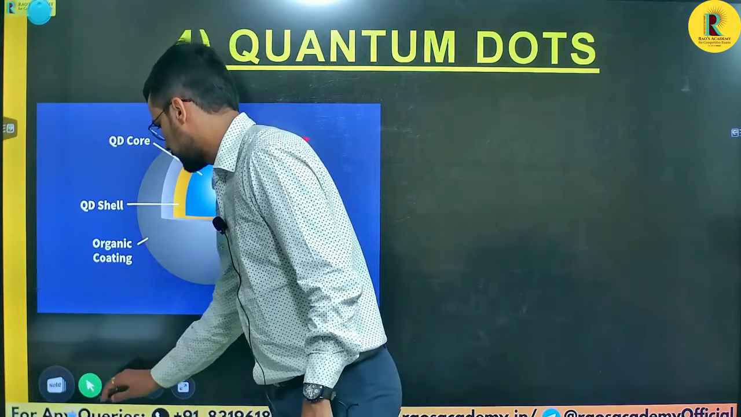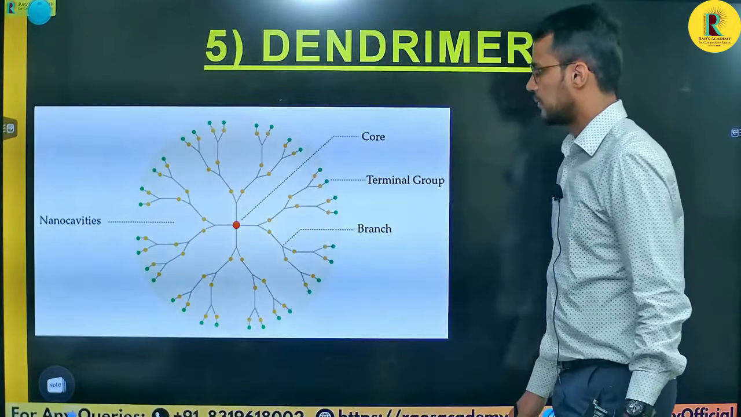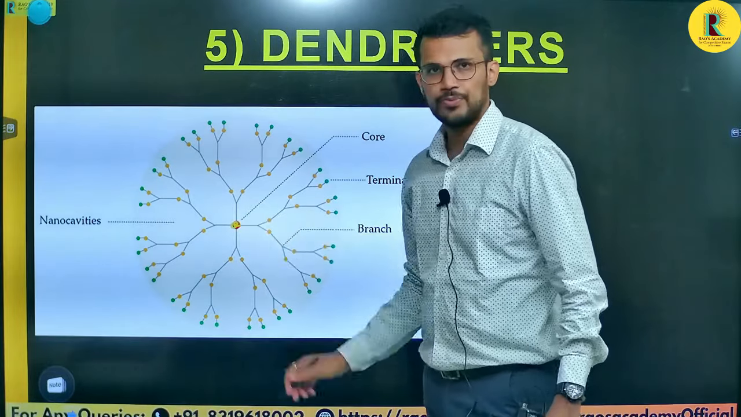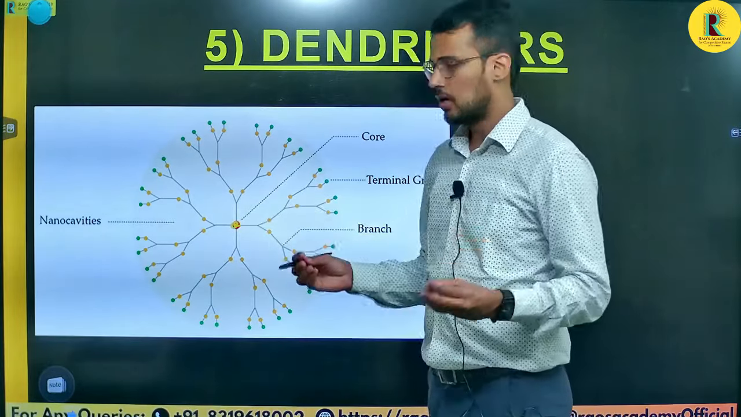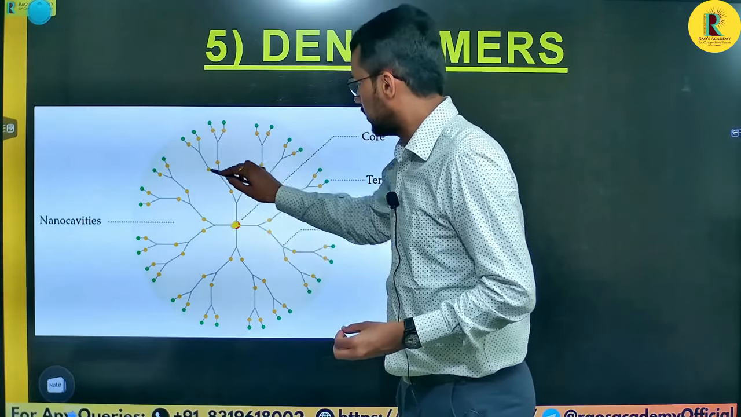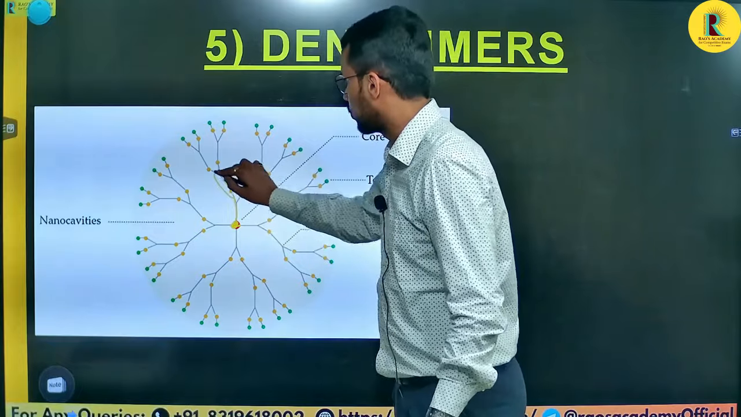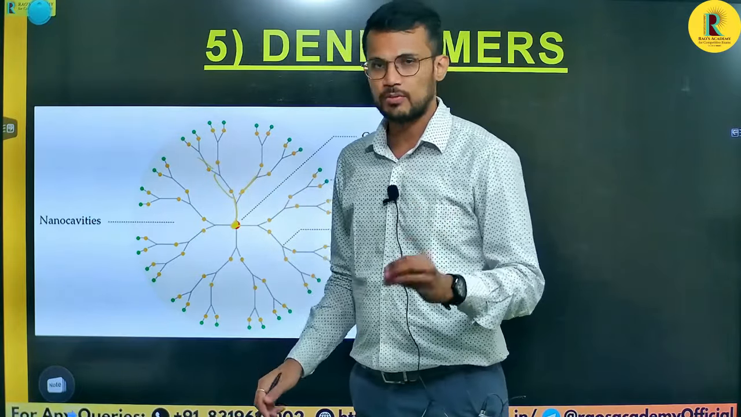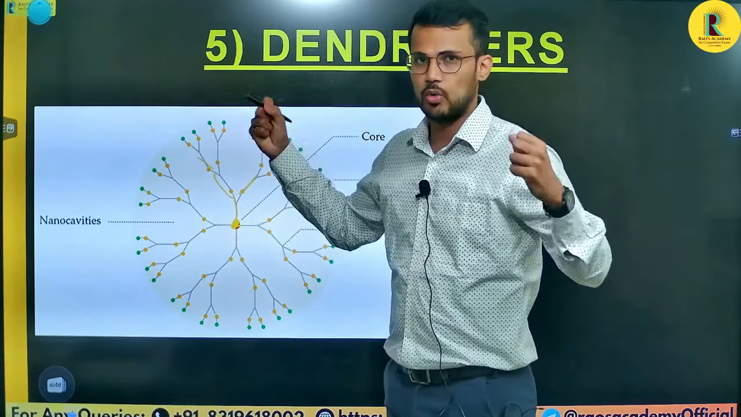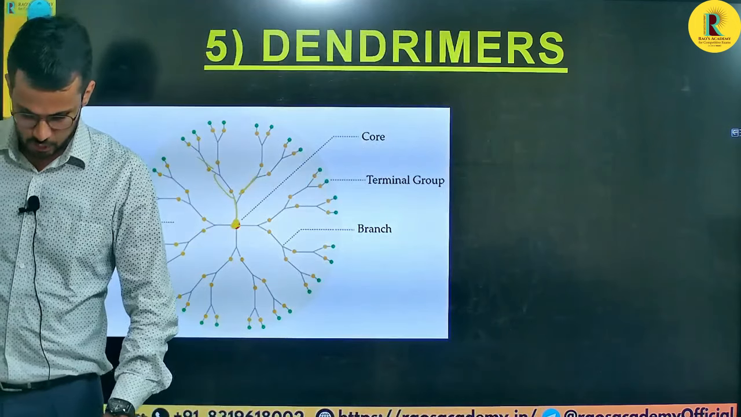So next is dendrimers. So dendrimers have a common center, right? It may be one atom or it may be more centers, more atoms, and from that center the dendrons branch out. These branched out parts are known as dendrons. Fine, they have one common center, and from that it will be branching out. There would be a number of branches, and those branches are called dendrons.